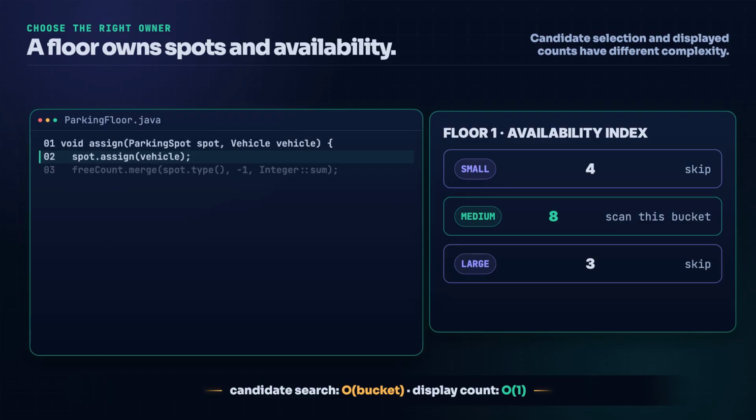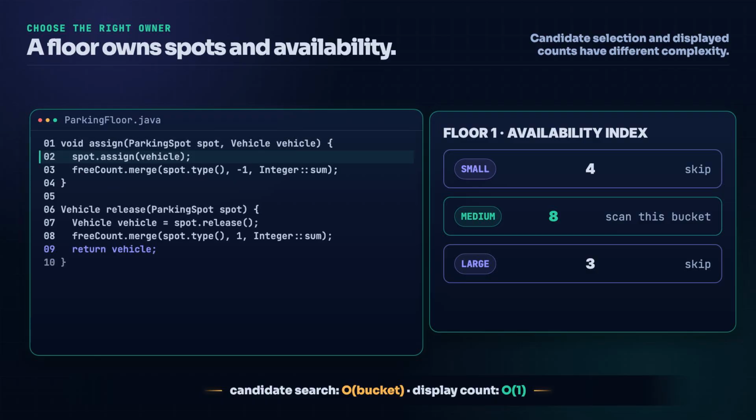The floor must update the spot and the count together. On assignment, it first delegates the state change to the spot. Only after that succeeds, it decreases the matching free count. On release, it first clears the spot, then it increases the matching free count. Finally, it returns the vehicle that was removed from the spot. The availability board and the real occupancy now have one owner and one consistent update path.